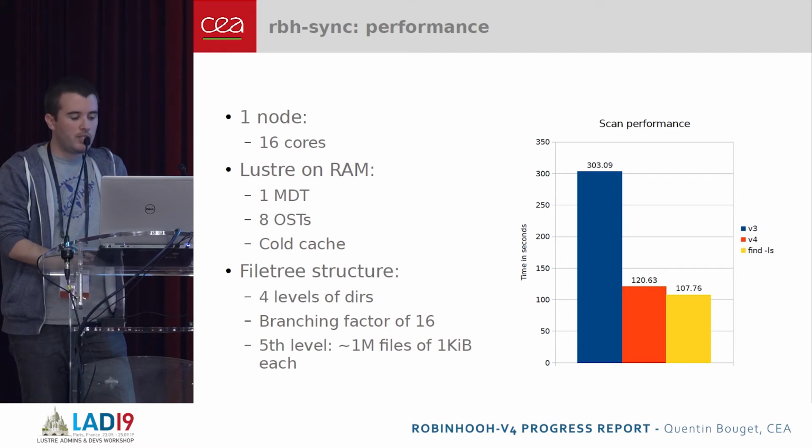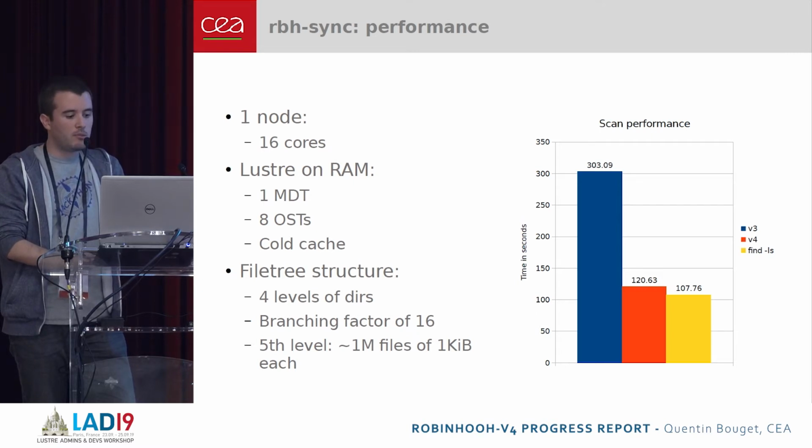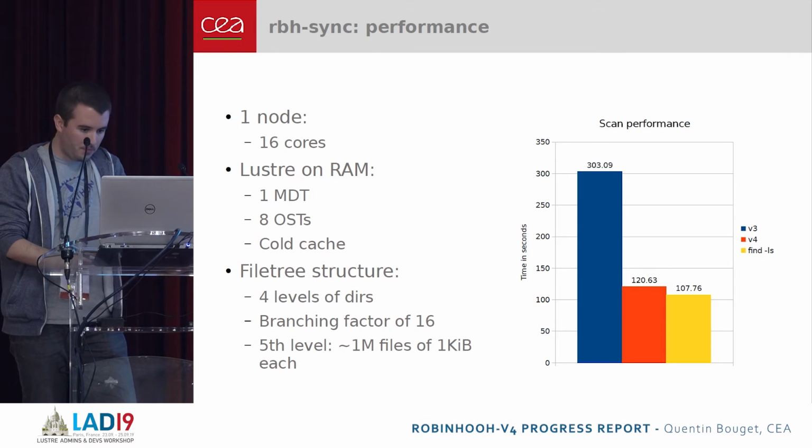I had one MDT, 8 OSDs. I always flushed the cache before running my commands. And the file system structure was very well balanced. I used 4 levels of directories. Each directory contained 16 entries, and the 5th level of entries was only files of 1 kilobyte each.